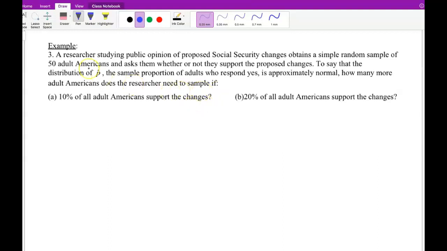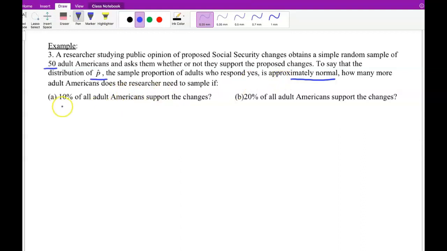Okay, example number one: our researcher obtains a random sample of size 50 and asks them whether or not they support the proposal. The distribution of p hat, the proportion of adults who respond yes, is approximately normal. How many more adult Americans does the researcher need to sample for this to be approximately normal?